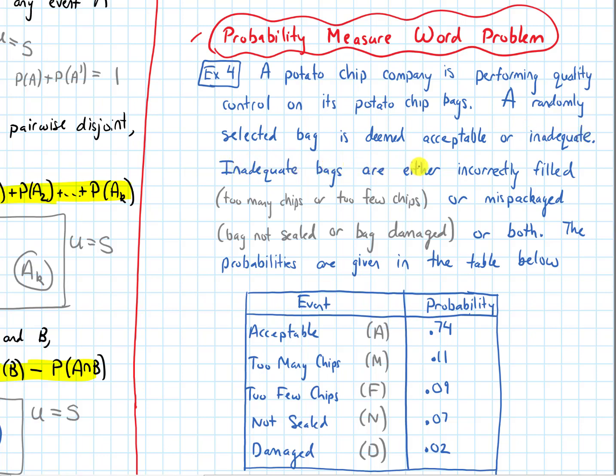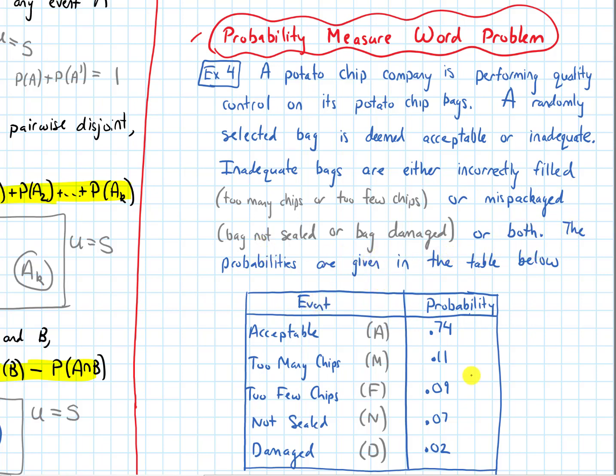Inadequate bags are either incorrectly filled, which can happen if there's too many chips or too few chips, or mispackaged, which can happen if the bag is not sealed or the bag is damaged, or both, meaning it could be incorrectly filled as well as mispackaged. The probabilities are given in the table below.